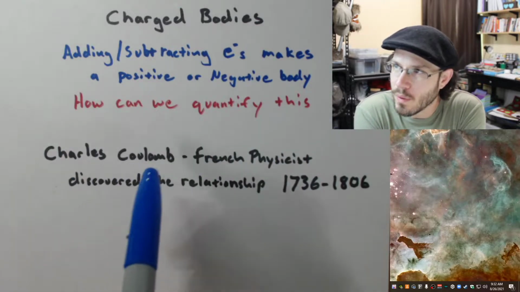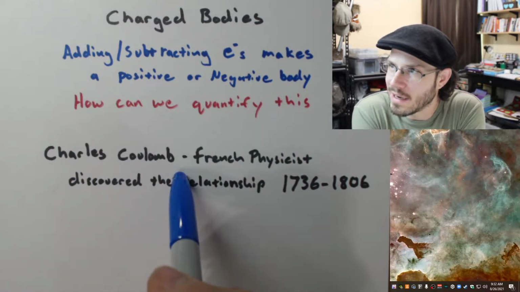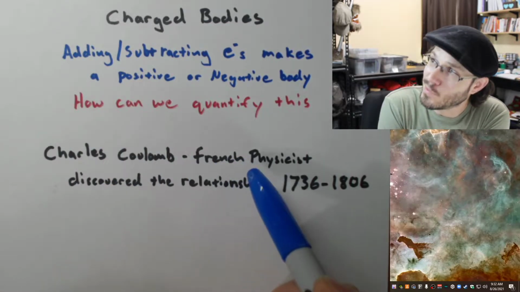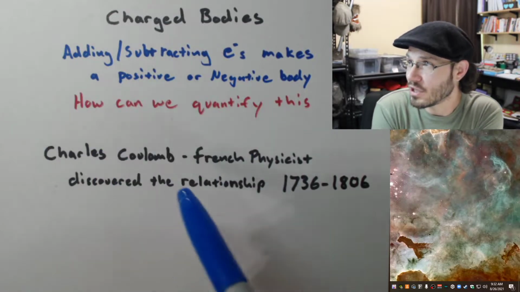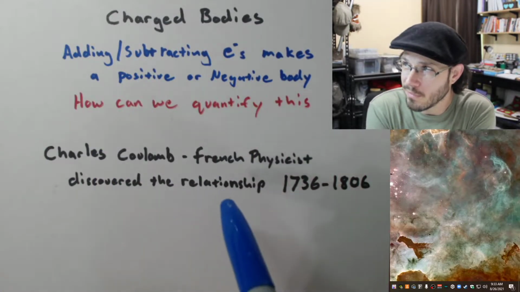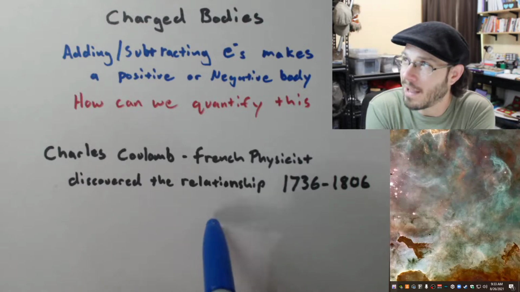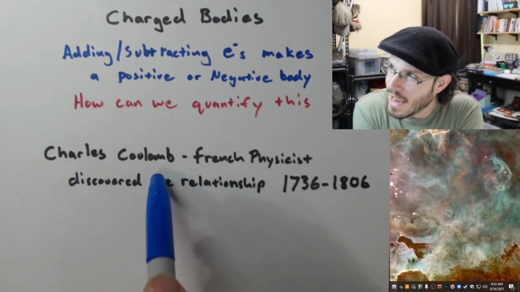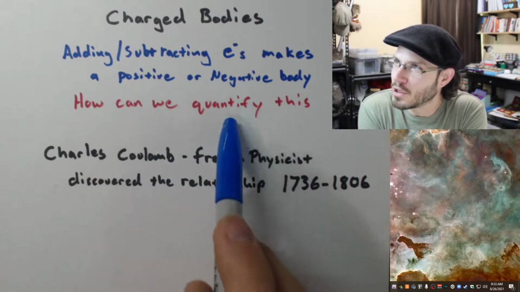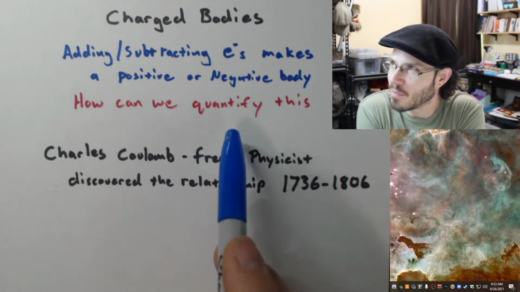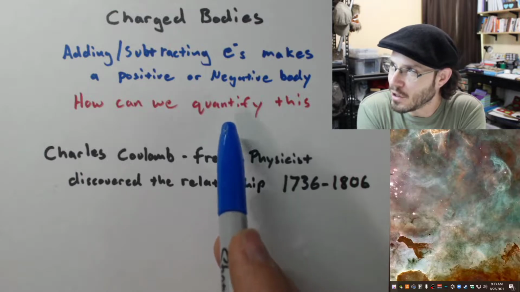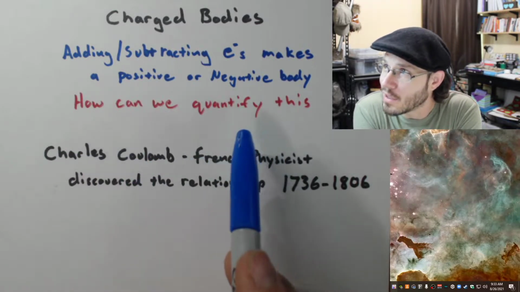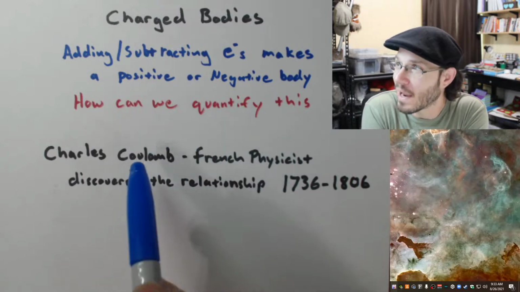Now we need to go ahead and give credit where credit is due. Charles Coulomb, a famous French physicist, is the one that discovered this relationship of charge. And I will briefly mention Coulomb's law, but I need to put the name up here because in order to quantify this charged body, we actually need to use a unit that is named after this guy, right? So the unit is the Coulomb, and I'll write that in a second.